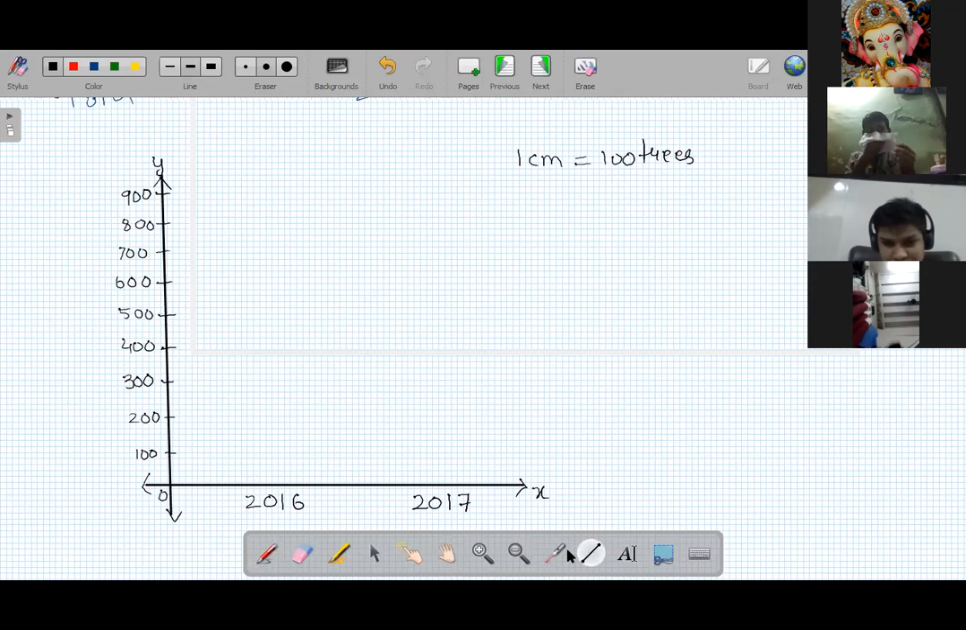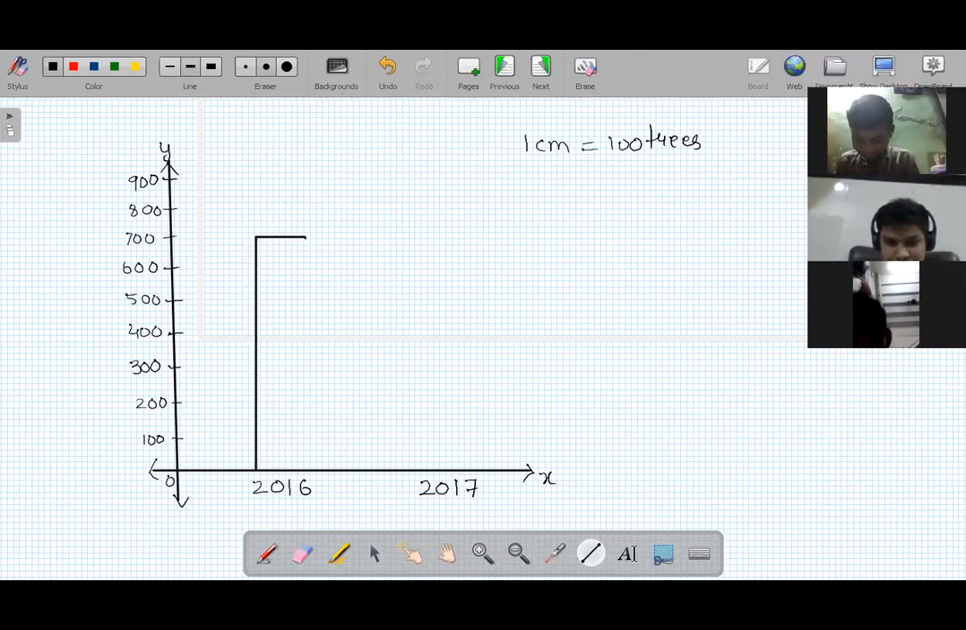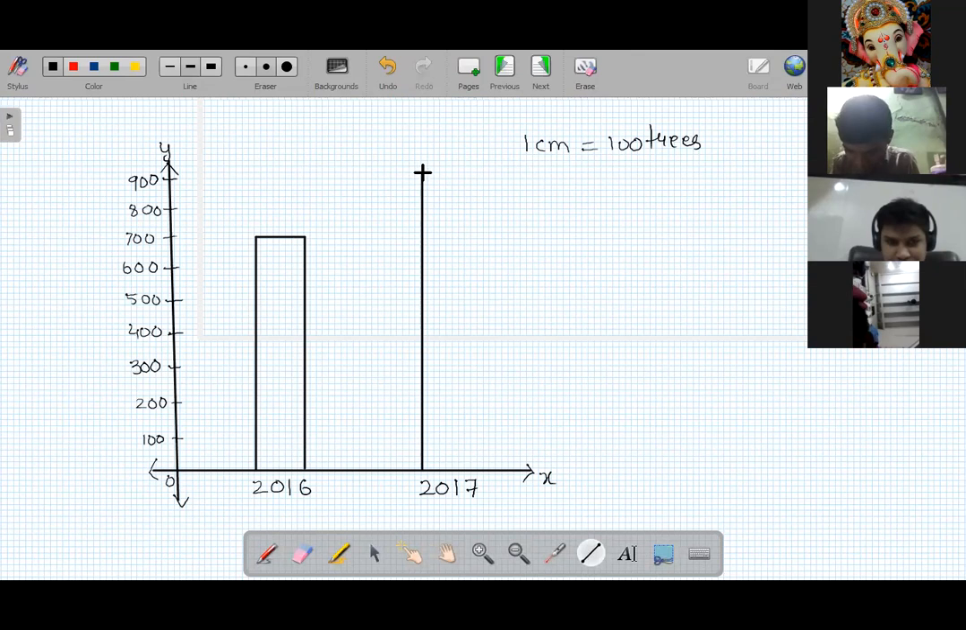Now we'll do the bars. In the year 2016, what was the total number of trees? 700. So we'll draw the bar up to 700 here. And in 2017, it was 900. So draw the bar up to 900. So we'll draw the second bar. So these are the two bars.